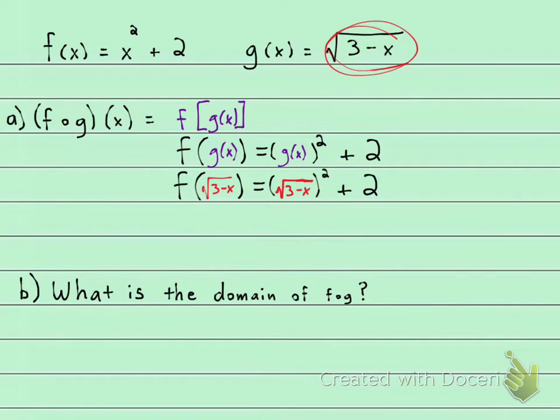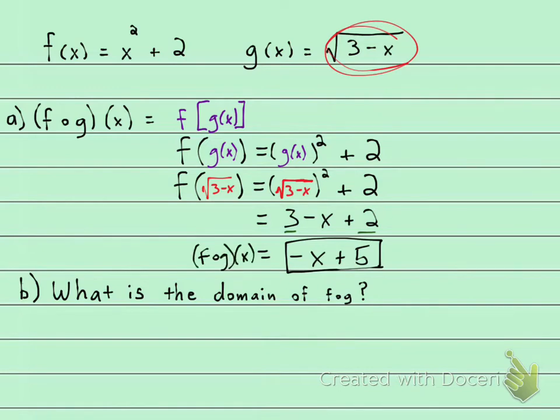All right, now, on the right side, the square root of 3 minus x squared. Well, that's just going to be 3 minus x. Drop down the plus 2. And then all I have left to do is combine the 3 plus the 2. 3 plus 2 is 5. So I'm going to get negative x, don't forget that negative, plus 5. This is my composite function, the f of g of x.